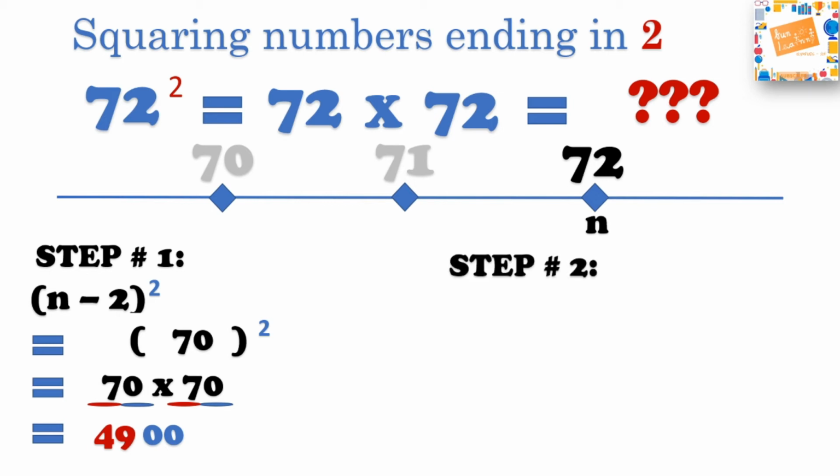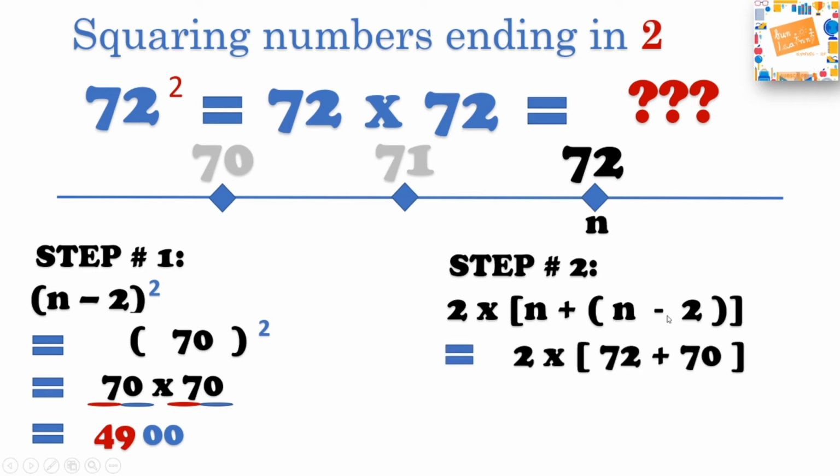Let's look at step 2, which needs us to add n and n minus 2, that is 72 and 70, and then double it, that is multiply by 2. So it's 2 times (n plus n minus 2), which is equal to 2 times (72 plus 70), that is 2 times 142, which gives us 284.